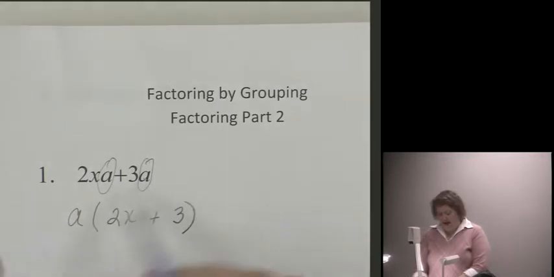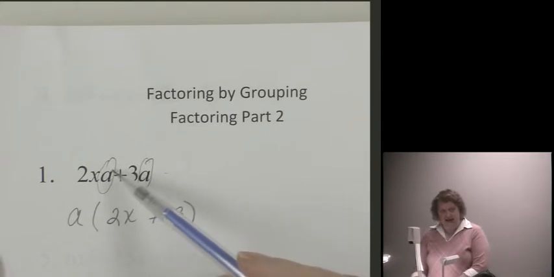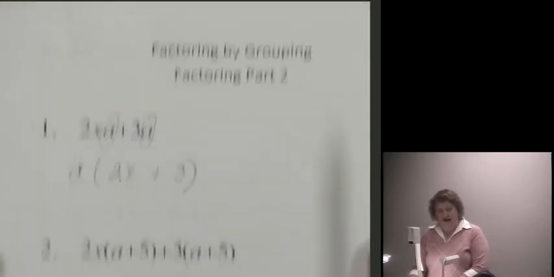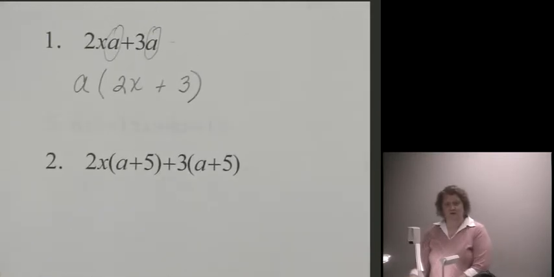And notice again we brought out that common factor of a. A times 2x gives me that 2xa back. A times 3 would give me 3a if I multiplied it back. We can do that because that a is common. We can also do that if the common factor is not just a single variable like this a, but a group of items, like in problem number 2.